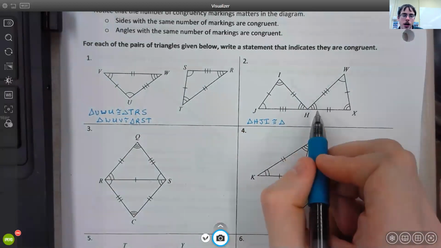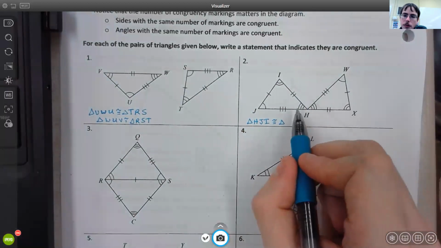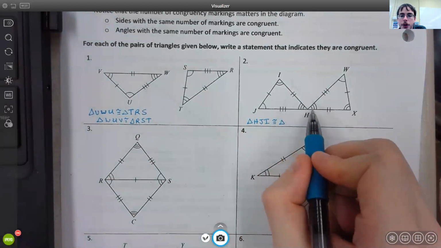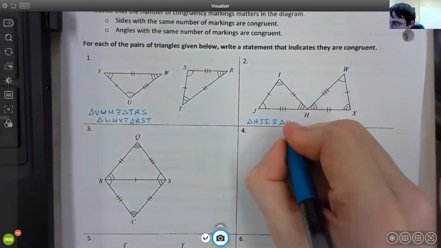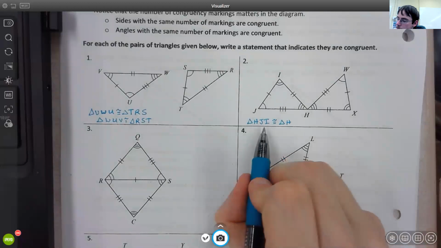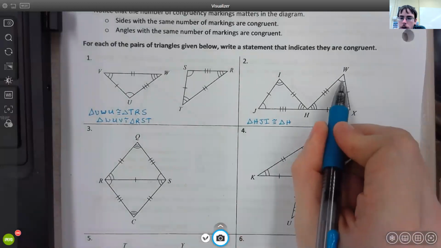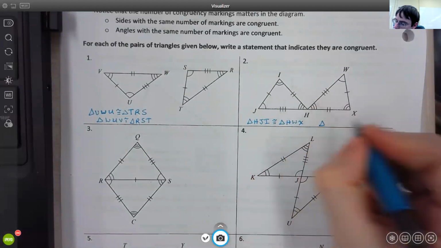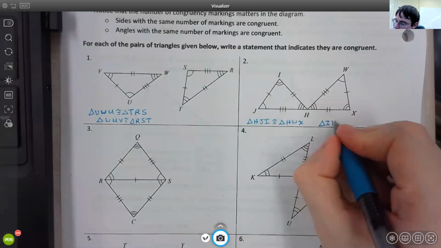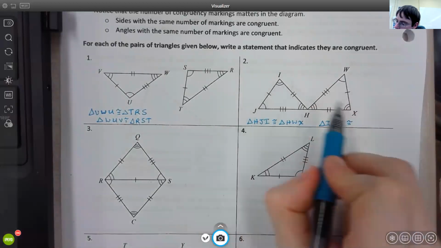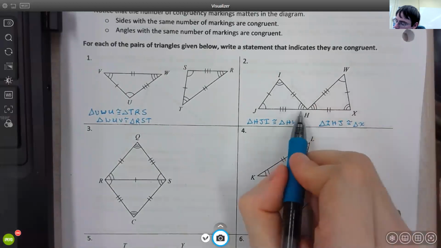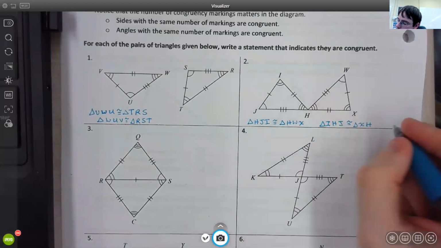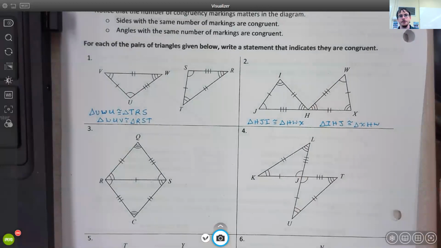So in this triangle, H has 3 here. Does it have 3 in here? Yes, it does. So we can list H first. J was listed next, which has 1. Well, W would be congruent to it. And then finally X. Another one we could do is IHJ. I has 2, X has 2. H has 3 on both sides. And W matches with J.